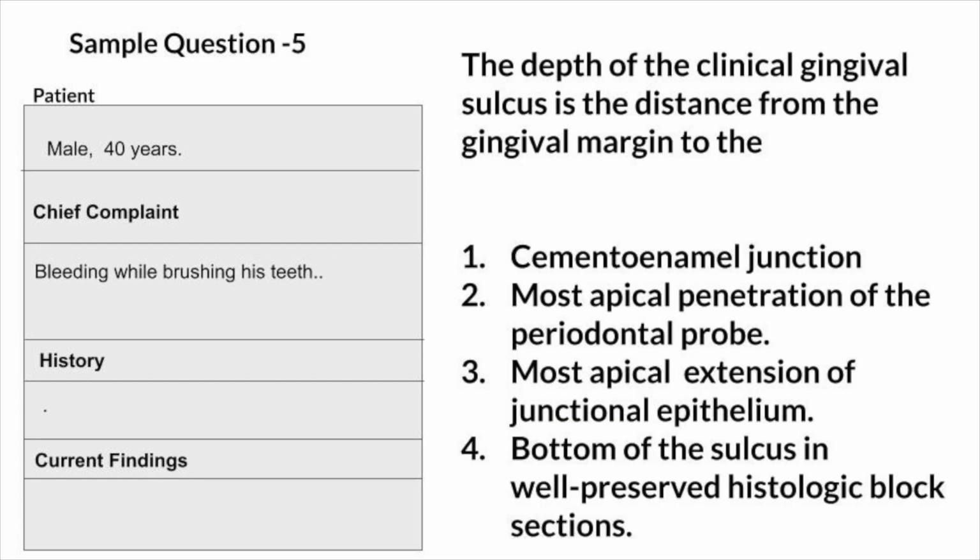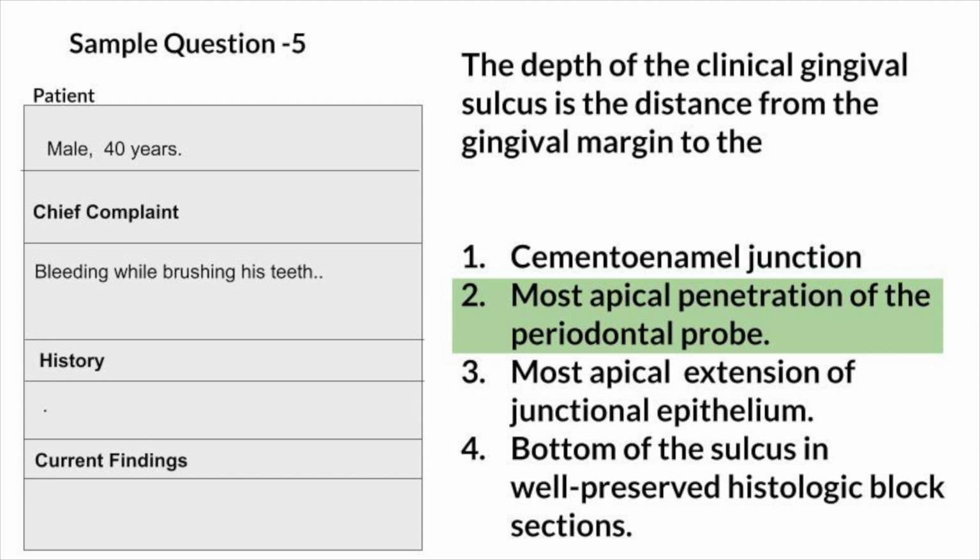Question 5. Patient, male, 40 years, chief complaint: bleeding while brushing his teeth. The depth of the clinical gingival sulcus is the distance from the gingival margin to the cemento-enamel junction, the most apical penetration of the periodontal probe, the most apical extension of the junctional epithelium, or the bottom of the sulcus in a well-prepared histological section. Answer: most apical penetration of the periodontal probe.